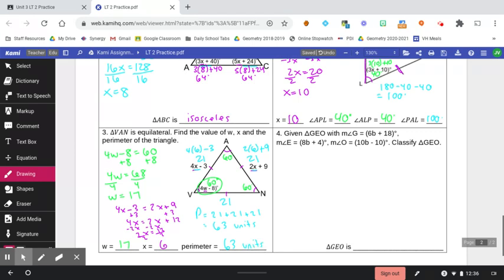All right, so again, for equilateral, that was important to know those properties, that all three sides are equal, all three angles are equal, and each angle for an equilateral triangle is equal to 60 degrees.